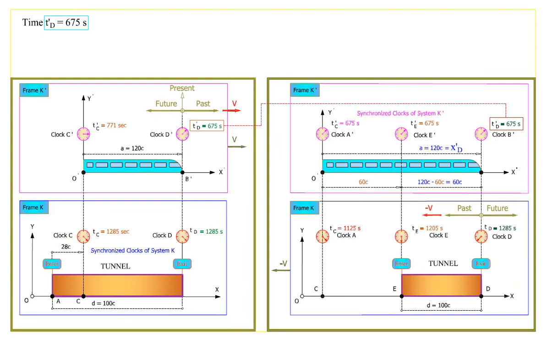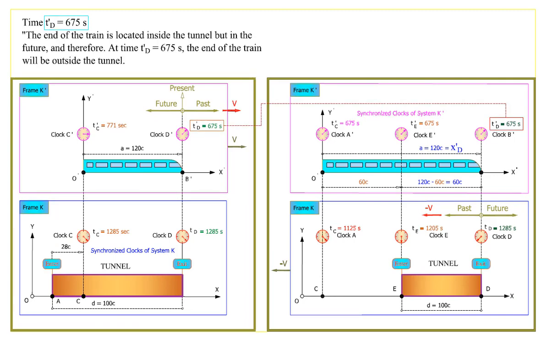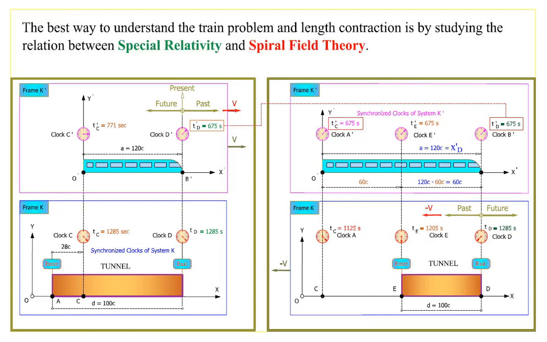At time t'd equals 675 seconds, the end of the train is located inside the tunnel but in the future, and therefore, at time t'd equals 675 seconds, the end of the train will be outside the tunnel. The best way to understand the train problem and length contraction is by studying the relation between special relativity and spiral field theory.